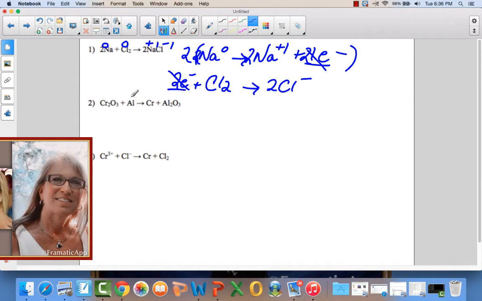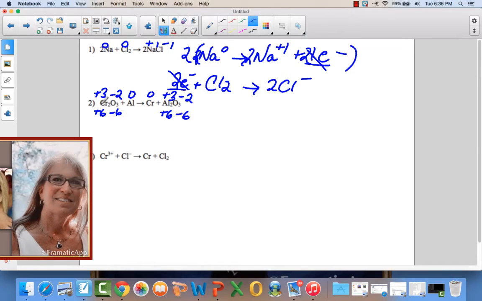Okay. So here I have Al is 0, it's by itself. Cr is 0, it's by itself. Oxygen's -2 times 3 is -6. This has to be +6. There's 2 of them, so 6 divided by 2 is +3. Over here I have oxygen -2, same thing, times 3 is -6. This has to be +6. There's 2 of them. This one's +3.